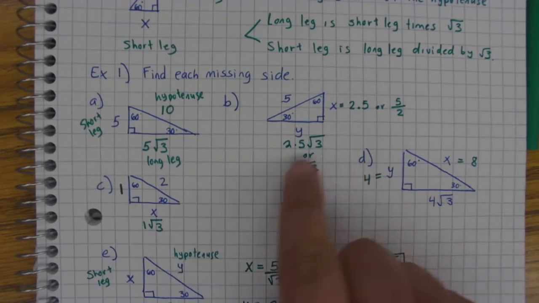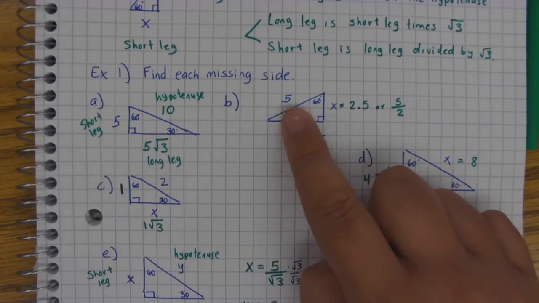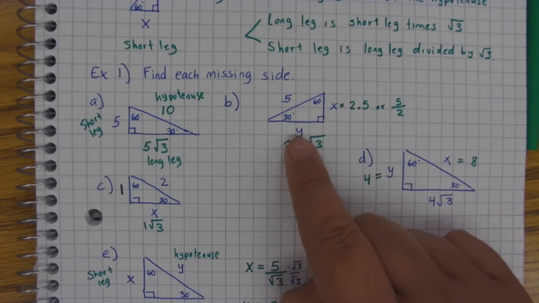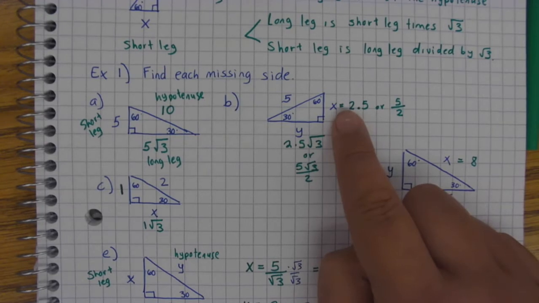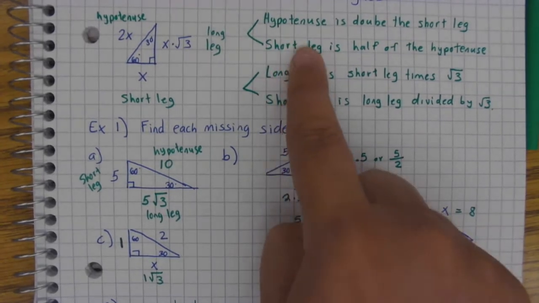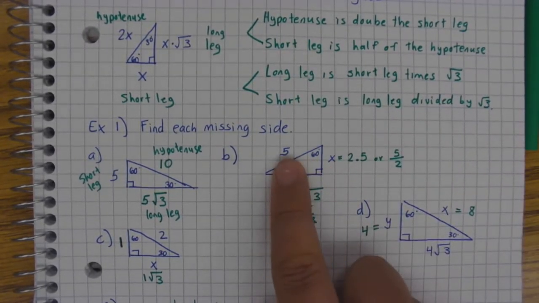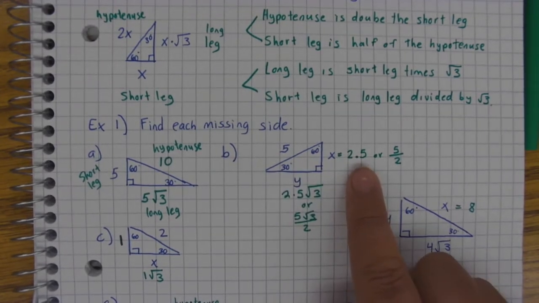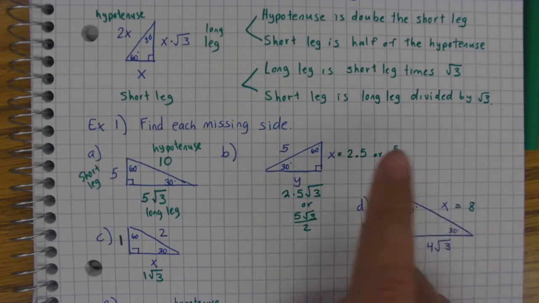Letter B, again, it's a 30, 60, 90 triangle. They give us the hypotenuse only, and we need to find the long leg and the short leg. So the easy one to find is that this short leg is half of the hypotenuse. So x has to be half of 5. Therefore, it's 2.5, or you can write it as a fraction as 5 divided by 2.